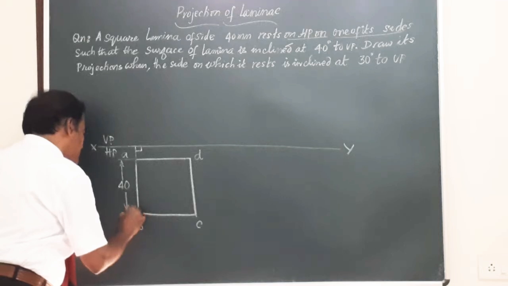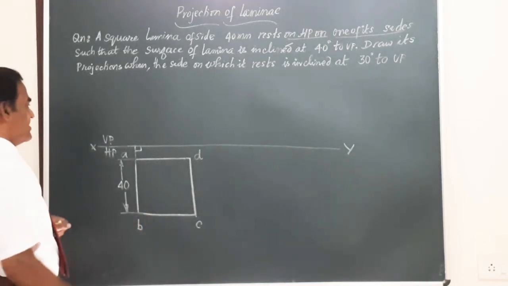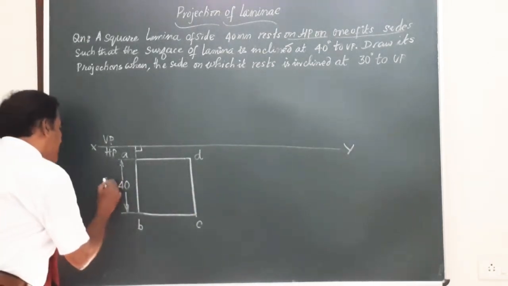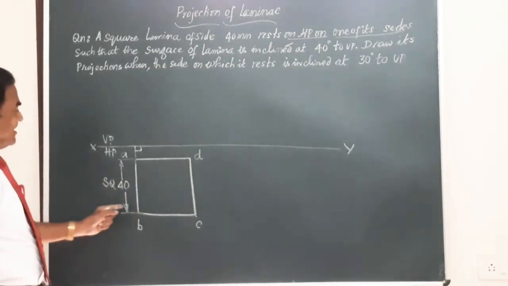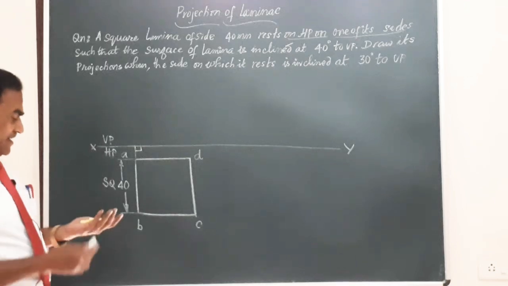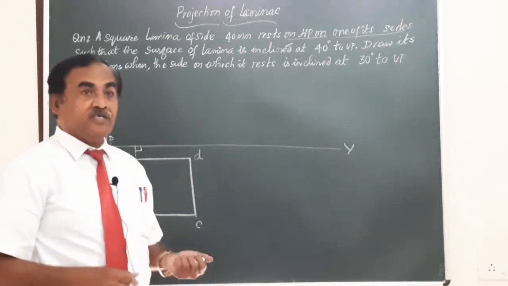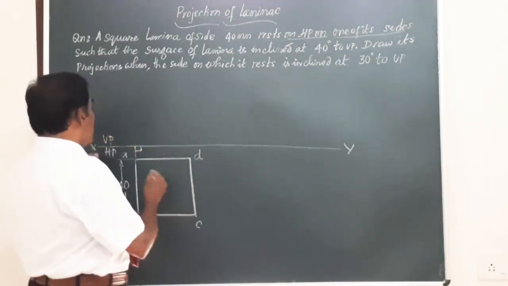That is given in the question and that has to be given always. Since it is a square, I can mark it as 40 square, meaning every side measures 40 millimeter. Friends, corresponding to this, we have the front view.